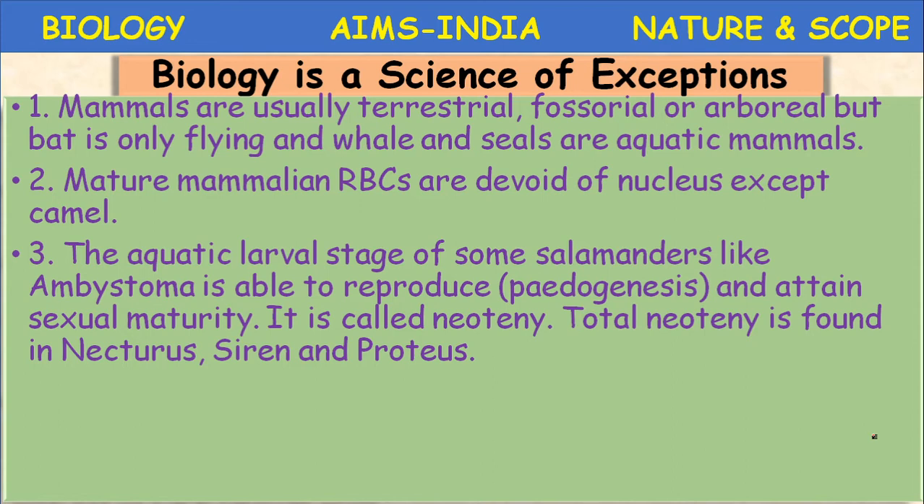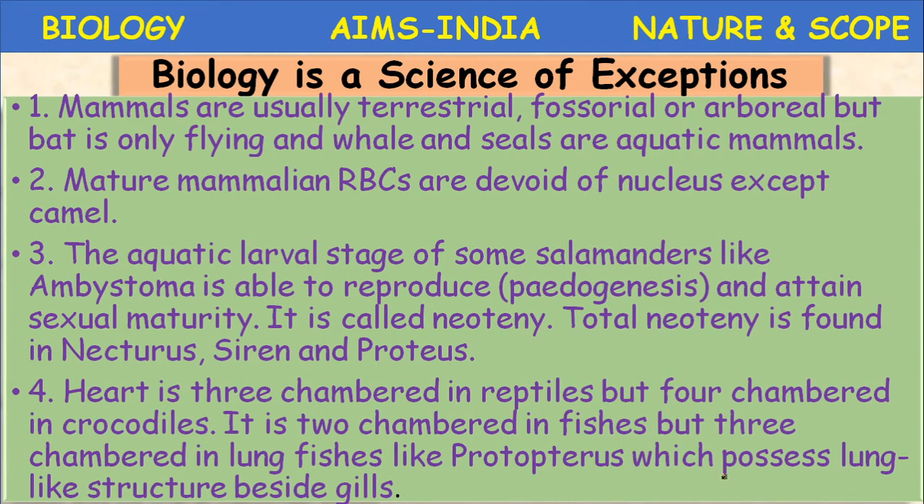The total neoteny is found in Necturus, Siren and Proteus. Proteus is also an amphibian, a blind amphibian which dwells in caves. So reproducing at the larval stage is pedogenesis, and attaining sexual maturity at the larval stage is called neoteny. And the total neoteny is found in some species like Necturus, Siren and Proteus. These are all amphibians. Next, the heart is 3-chambered in reptiles, but a 4-chambered heart is present in crocodiles. The ventricle is partially divided in the crocodile, so it is an exception.